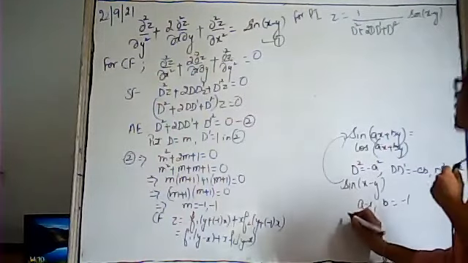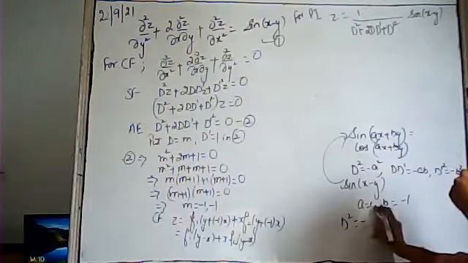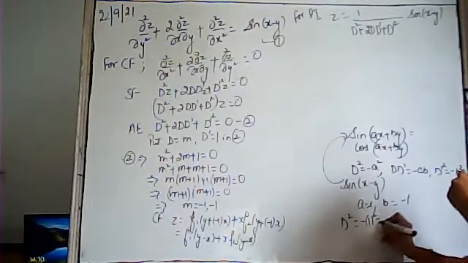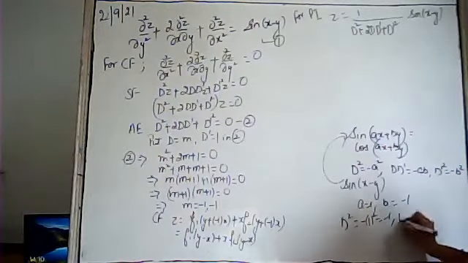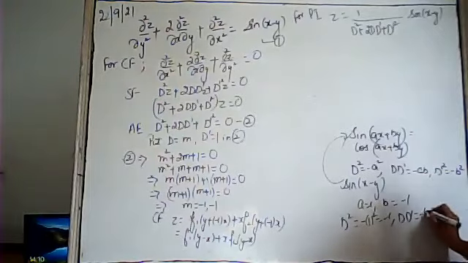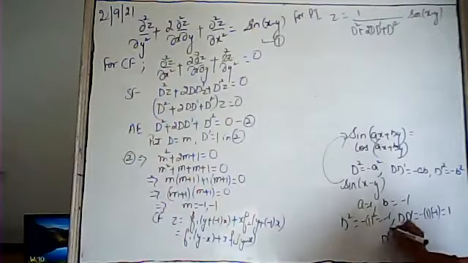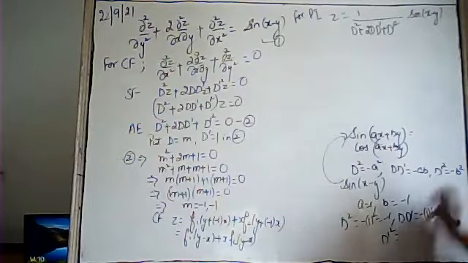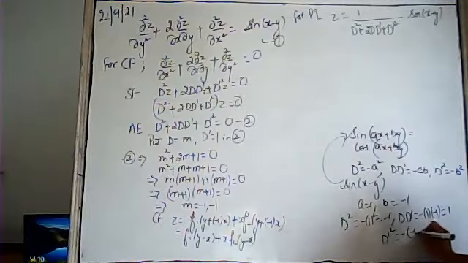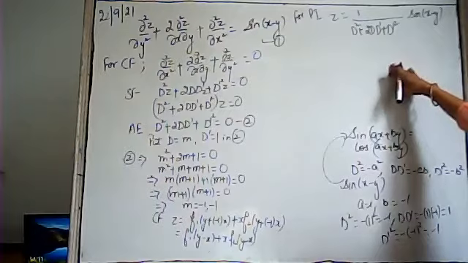It means we have to substitute D² = −a², and the value of a is 1, so it will be −1. After that, DD' will be −ab. The value of a is 1 and the value of b is −1, so it will be +1. After that, D'² will be −b², and b's value is again −1, so it will be −1 again. So substitute all the values here.